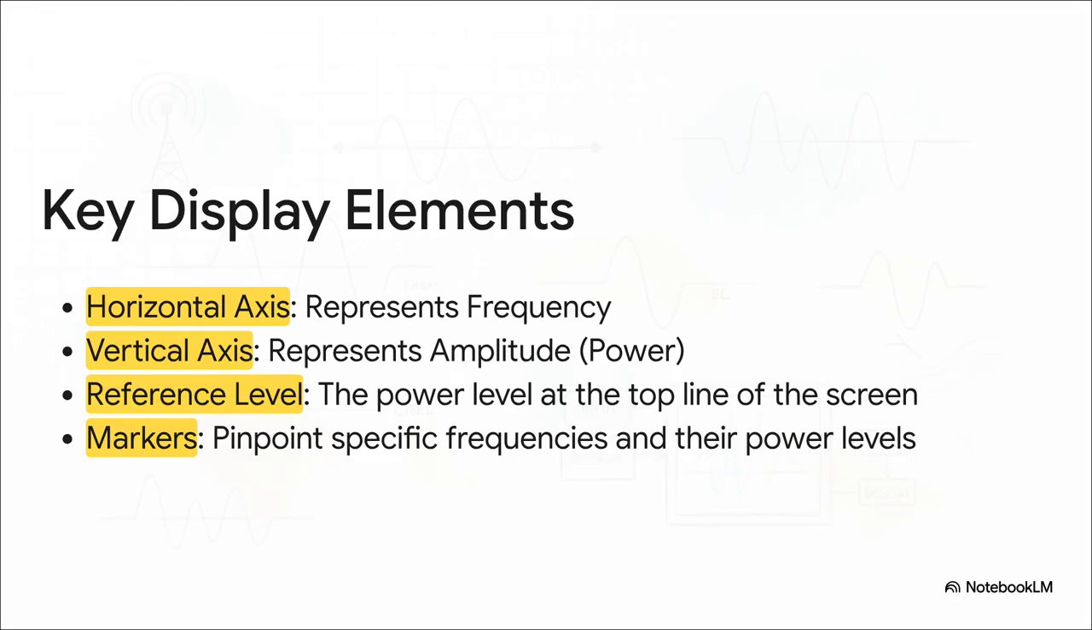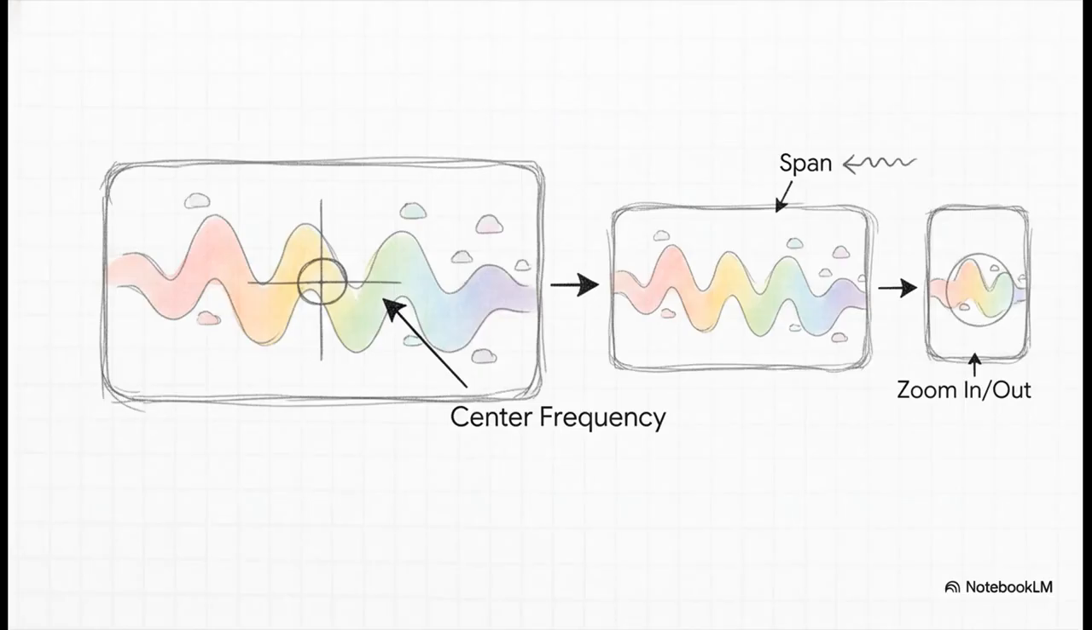So let's just point out the main parts. You have your horizontal axis, that's frequency. Your vertical axis, that's amplitude or power. You have a reference level, which basically sets the measurement ceiling at the very top of the screen. And you have markers, which are little tools you can move around to pinpoint the exact frequency and power of a signal. On that horizontal frequency axis, the two controls you'll use constantly are center frequency and span.